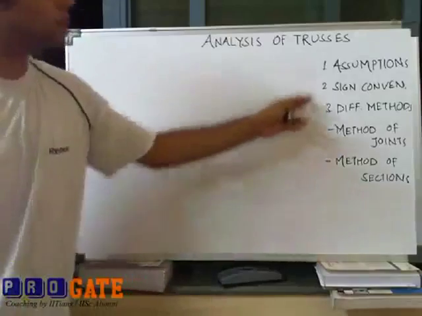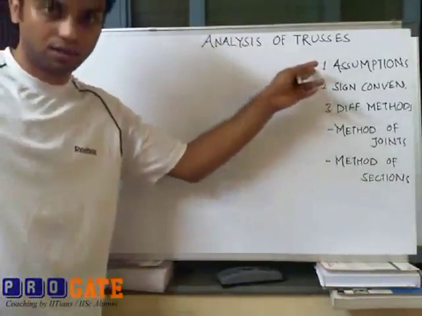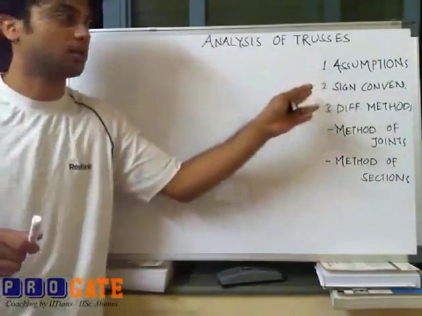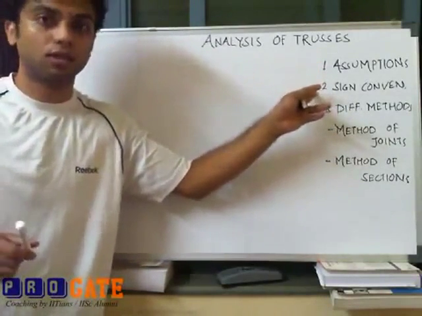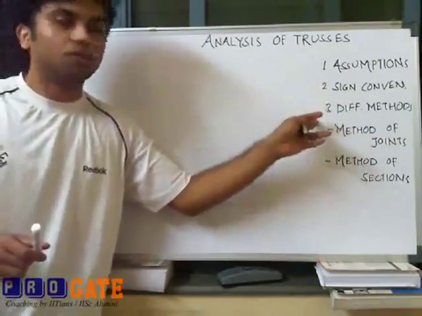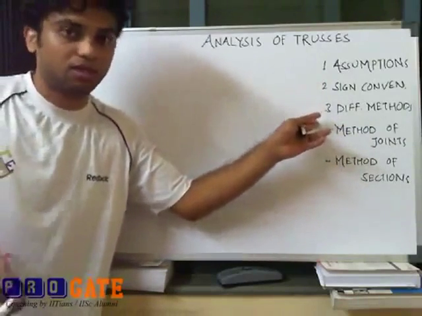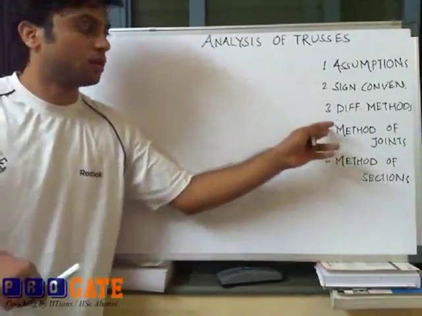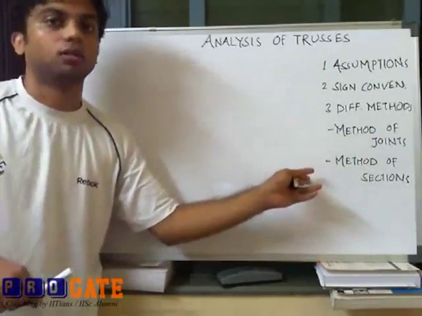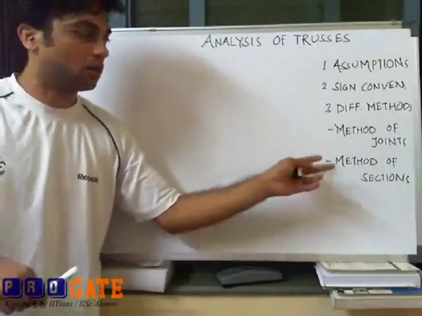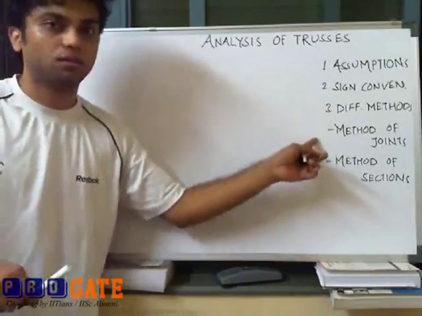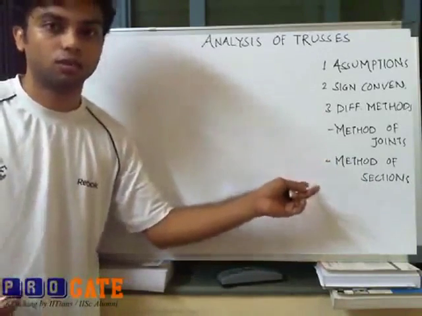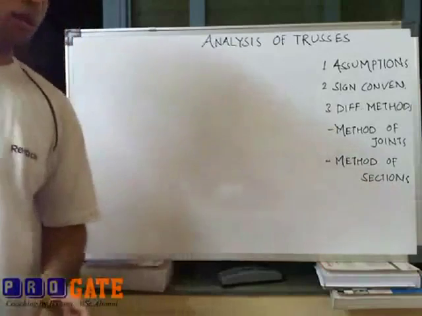So this is the chapter outline. At first we will discuss what are the assumptions that are being made while analyzing trusses, then the sign conventions that are used, then we will discuss the different methods that are in practice for analysis of trusses, out of which just two methods we will be dealing with in detail, and we will solve some examples from the method of joints and some examples from the section method of analysis of trusses.